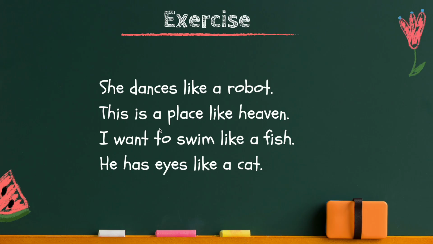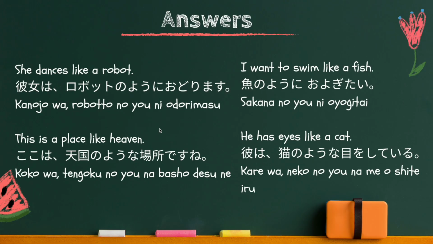Now the answers. She dances like a robot. 彼女はロボットのように踊ります。Noun のように and a verb. So this one is modifying a verb. Therefore, it has to be のように not のような。Next one.